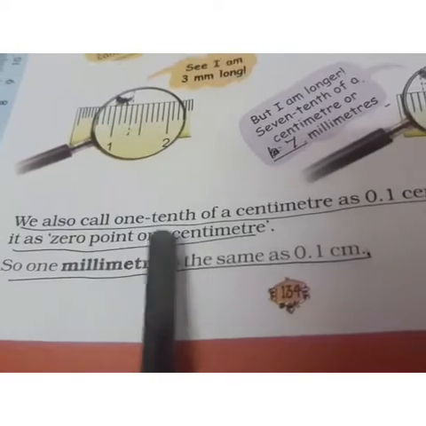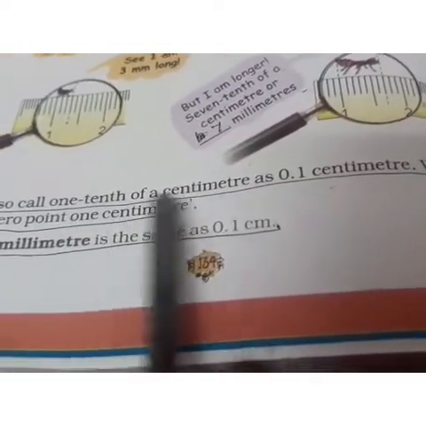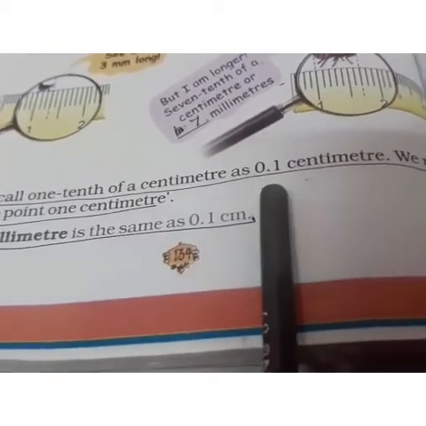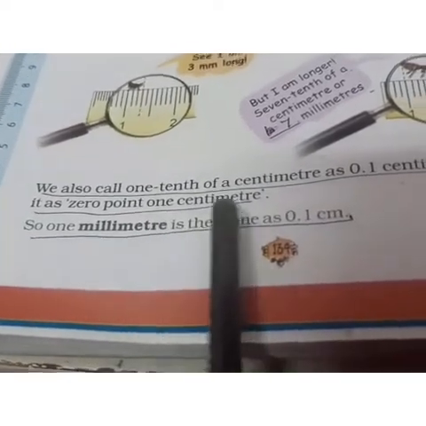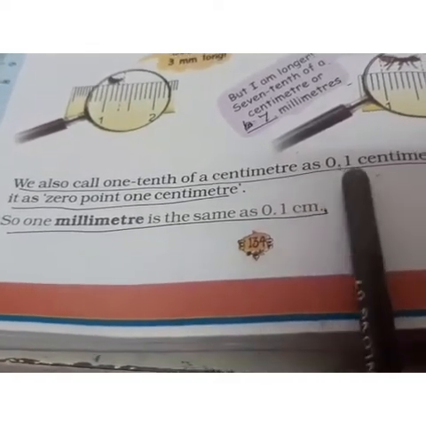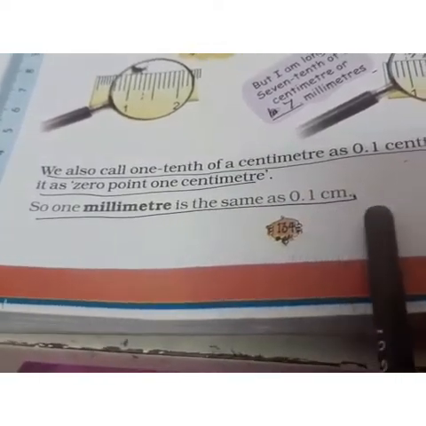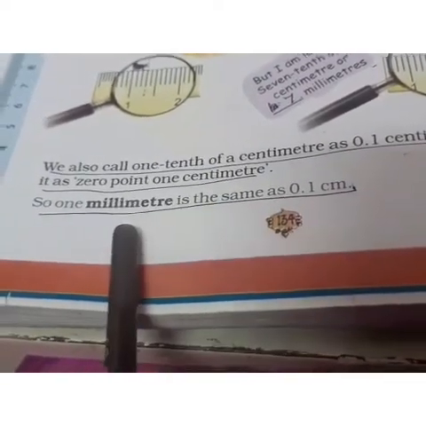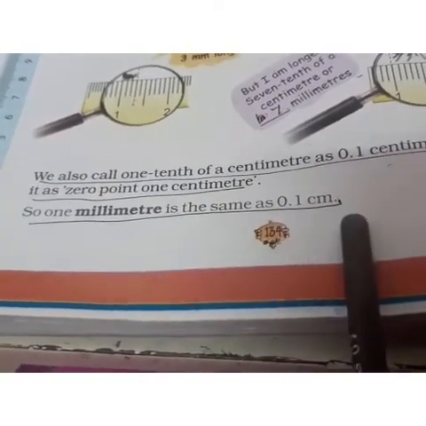We also call 1/10 of a centimeter as 0.1 centimeters. अब जो 1/10 of a centimeter को अगर हम डेसिमल में लिखते हैं, this point is called the decimal. If we write it in decimal, we read it as 0.1 centimeters. How do we read this? 0.1 centimeters. So 1 millimeter is same as 0.1 centimeters. Now if millimeter is there and you have to know the value of 1 millimeter in centimeter, so 1 millimeter will be equal to 0.1 centimeters.